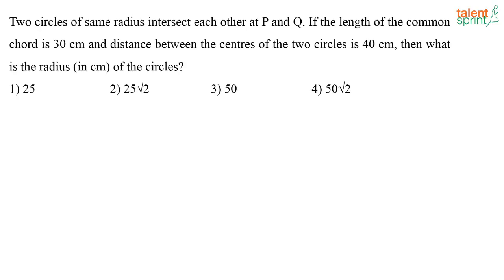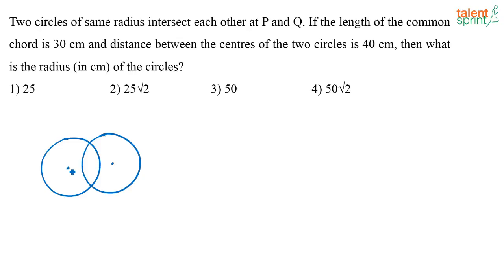Two circles of the same radius intersect each other at P and Q. If the length of the common chord is 30 centimeters and the distance between the centers of the two circles is 40 centimeters, then what is the radius in centimeters of the circle? So you have two circles here. Do they look alike? No, right?